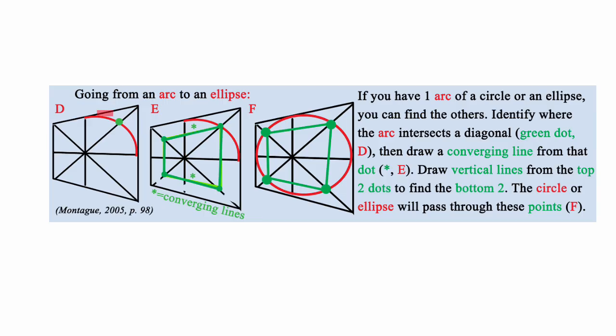Another useful technique is if you have a partial arc, how do you make it into a total ellipse in a trapezoid? So you find the points on the diagonals of the trapezoid and you draw converging lines that converge to the same vanishing points as the sides of the trapezoid. And when you reach the other diagonal, that will be a point on the full ellipse. And then if you draw a line down, you will find another point on the other diagonal, which will also be on this ellipse.